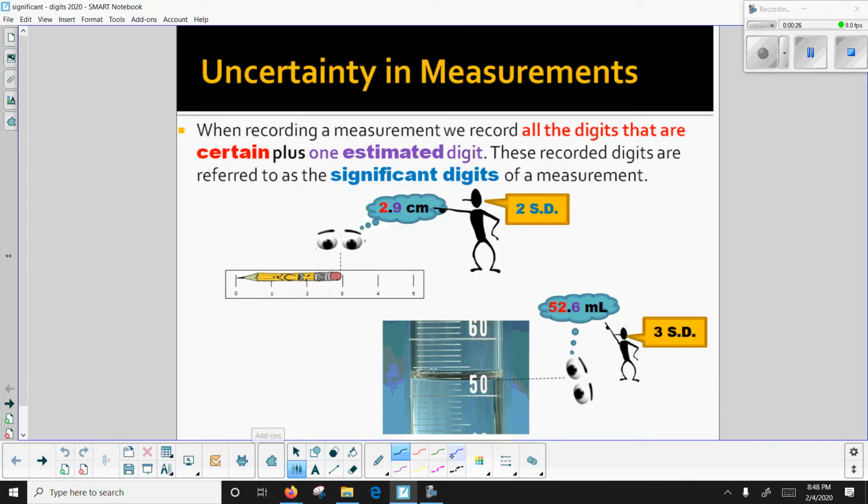So if I've got this pencil, I know it's going to be 2 for sure. That's my certain digit. And I estimate the last one, 0.9. And we talked about this having two significant digits. Both digits are good parts of the measurement. And we also talked about how the estimated digit could vary a little bit. It could be 2.8 or 2.9, as long as it's within reasonable limits.